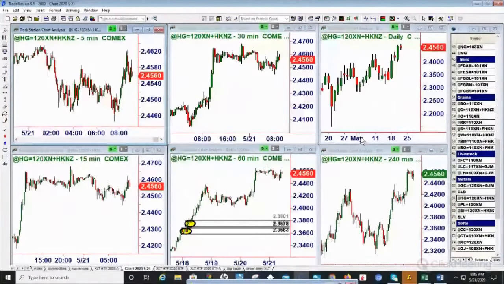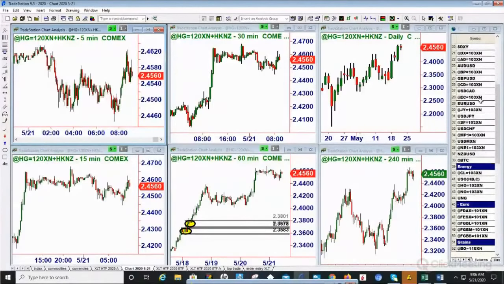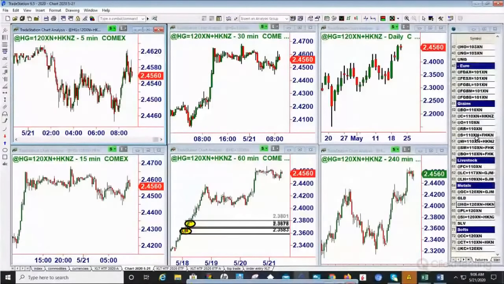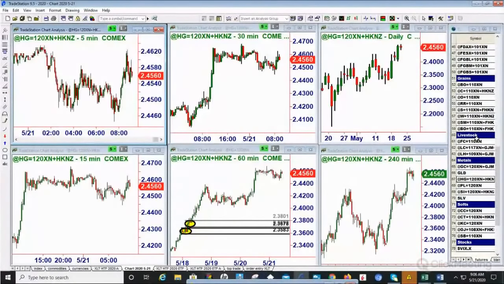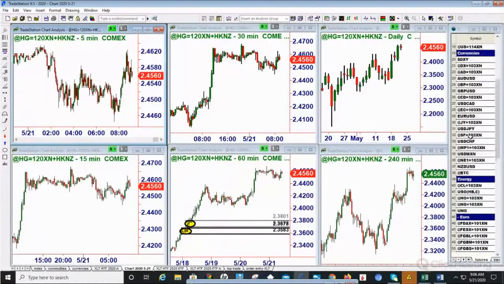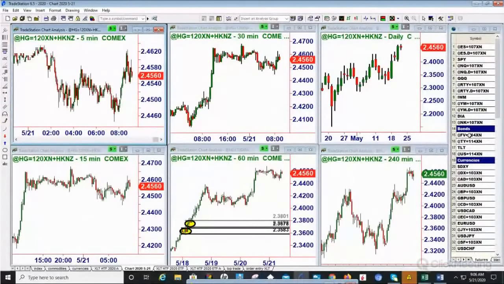Copper, along with the Aussie dollar, have a little bit more to do with the stock market, particularly Asia. Aussie and copper have more to do with China than the others. So they can be ones that you can also watch along with the Nikkei.